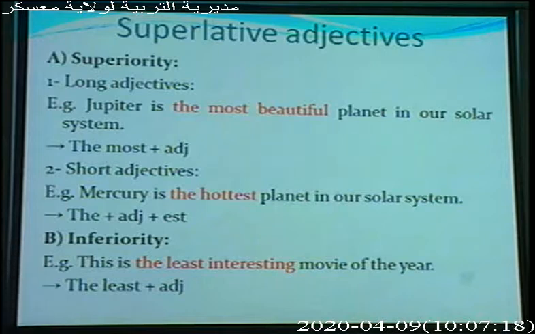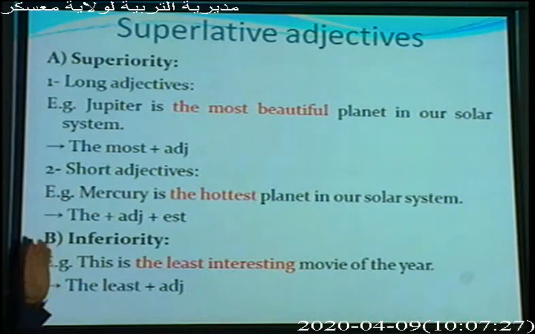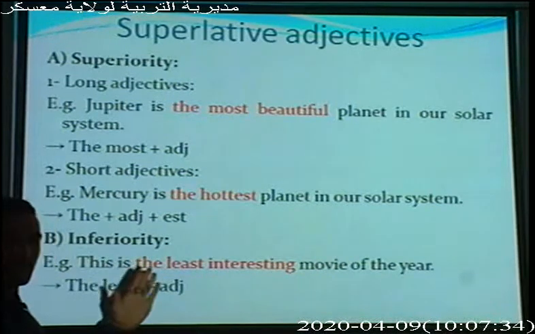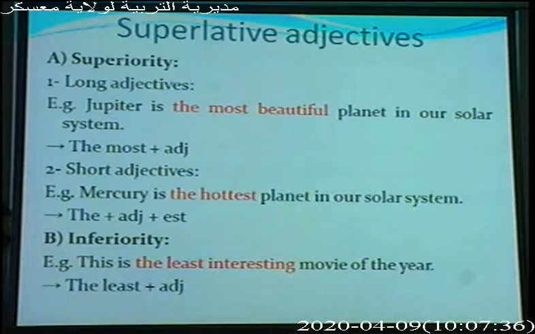When the adjective is a short one, instead of using most, we use the plus adjective plus est. For instance, Mercury is the hottest planet in our solar system. Here again we use the hot plus est. Now let's go to inferiority. In inferiority, we use the least plus the adjective. For instance, this is the least interesting movie of the year. The least plus the adjective which is interesting.